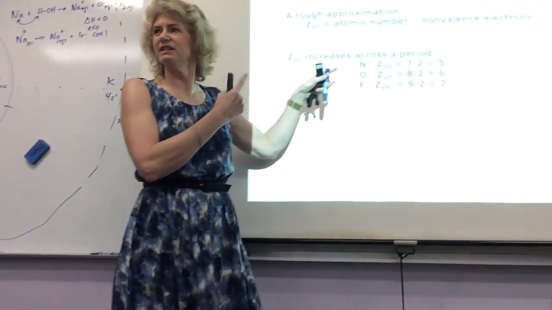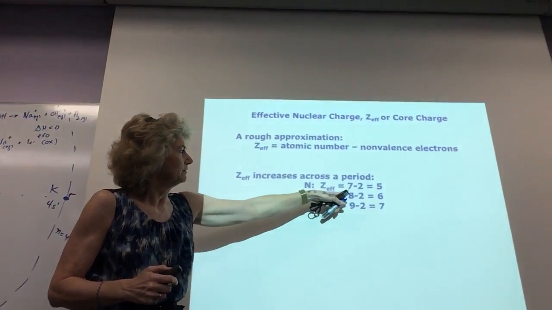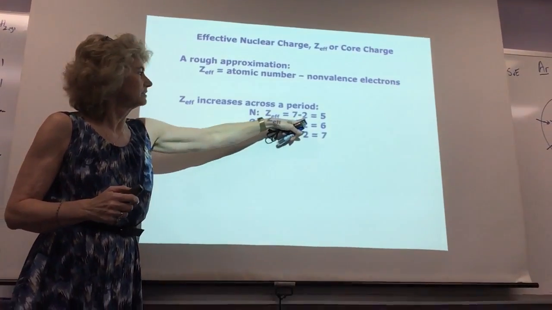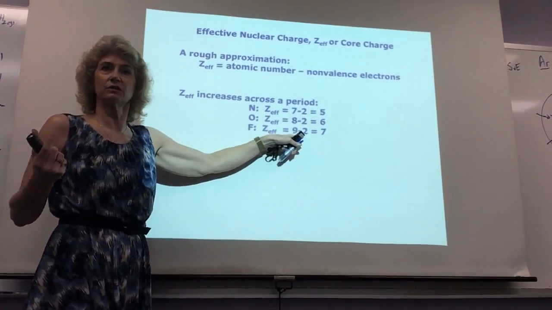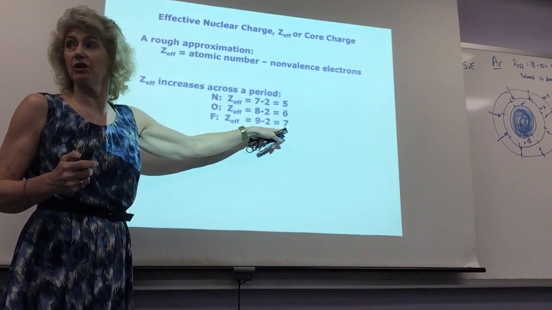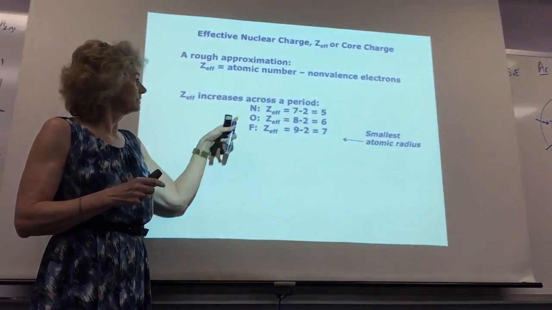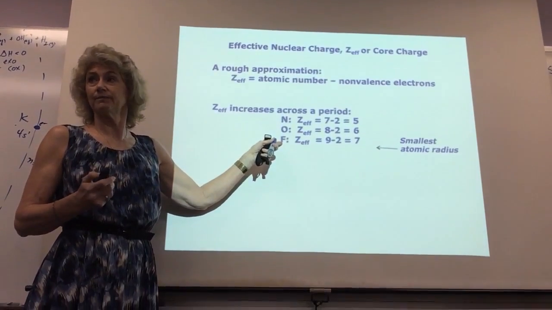So we already did this, but let's review it again. N equals 2, N, O, and F. Atomic number 7, 8, and 9, so 7, 8, and 9 protons. The core stays the same, hydrogen and helium, N equals 1 electrons. So this is constant, so the effective nuclear charge gets bigger. That means those electrons pull in. So as you move from nitrogen to fluorine, it gets smaller.